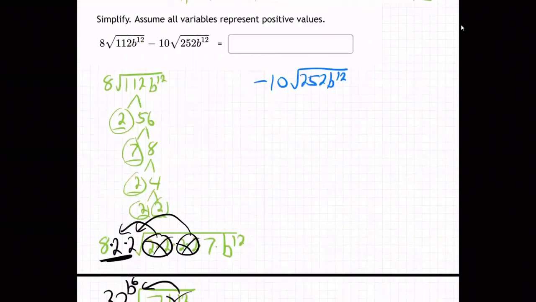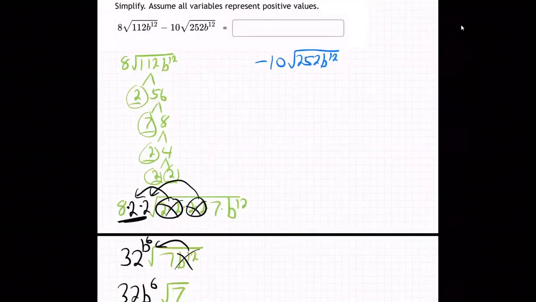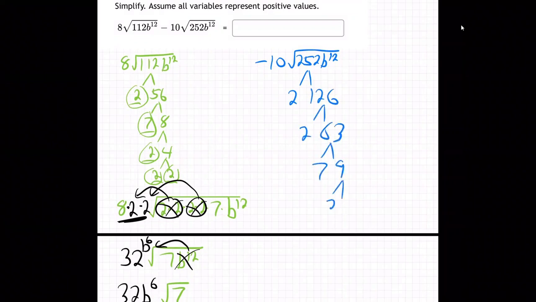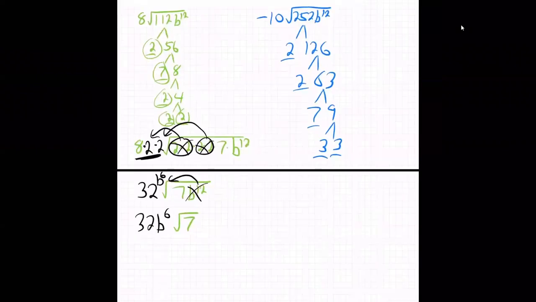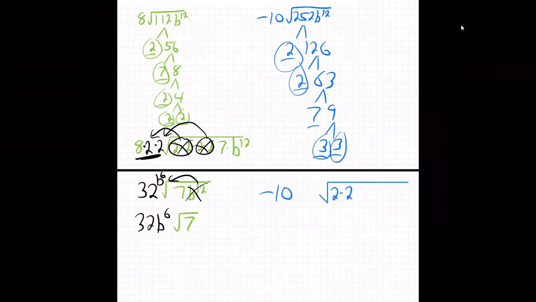All right, so we simplified that one. Let's do the other one now. Use your calculator again. 2 times 126, and 2 times 63, and 7 times 9, and 3 times 3. All right, and so let's bring down what we got there. So we got negative 10, and then we have a square root, and what's in the root? 2 twos, 2 3s, a 7, and of course the b to the 12th.